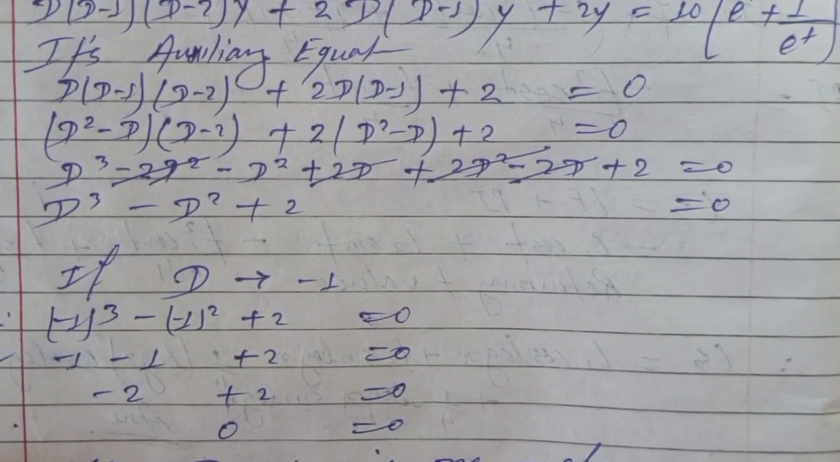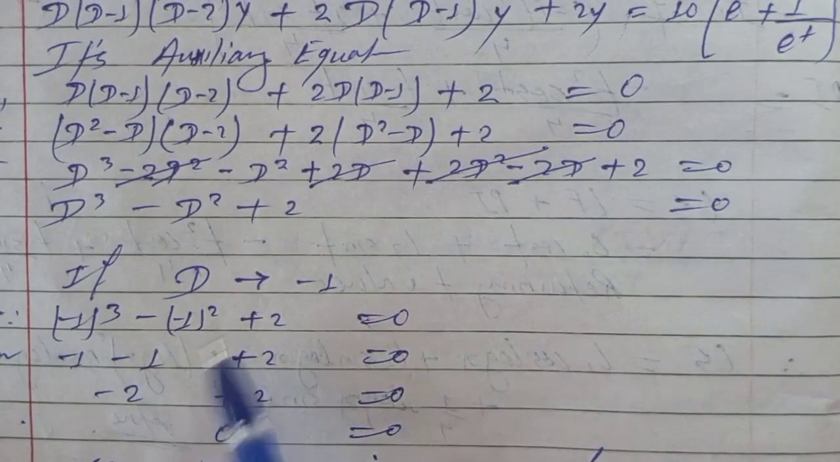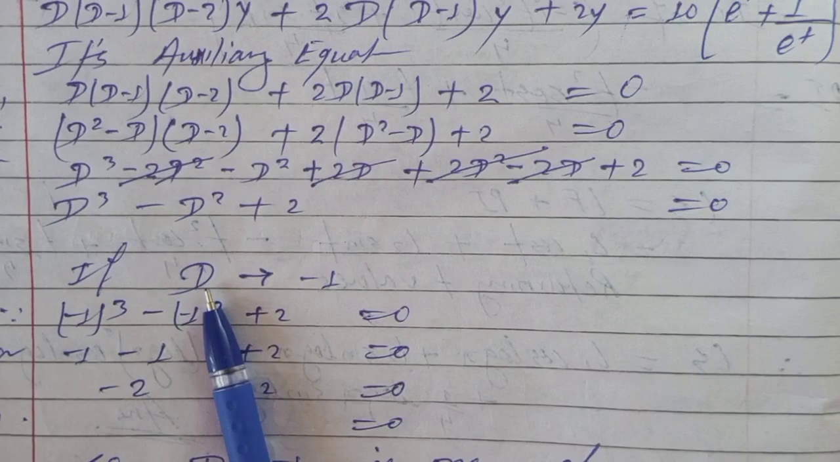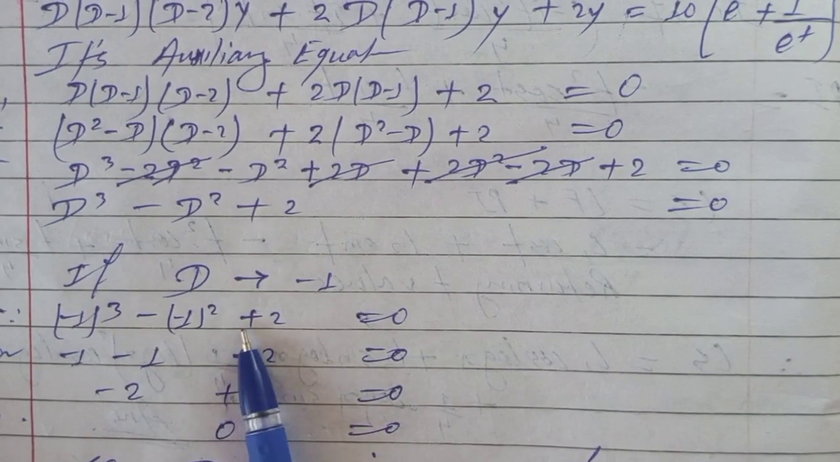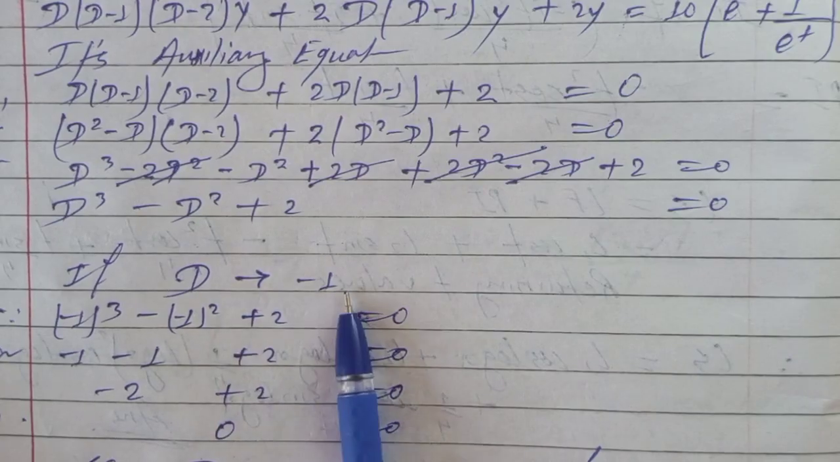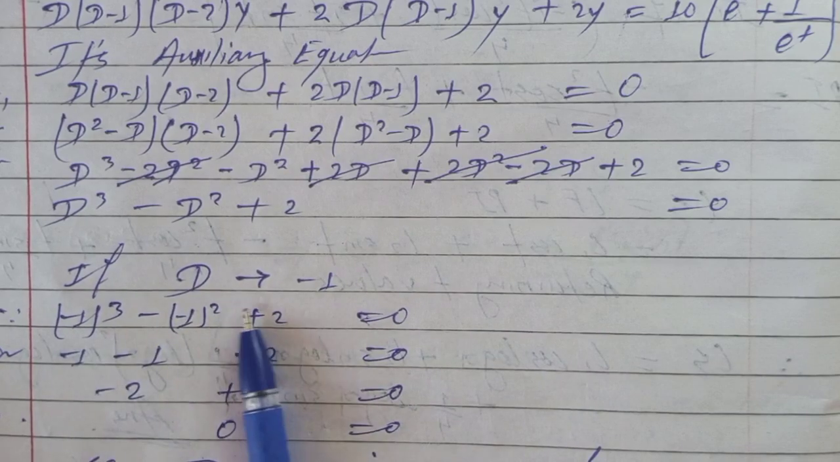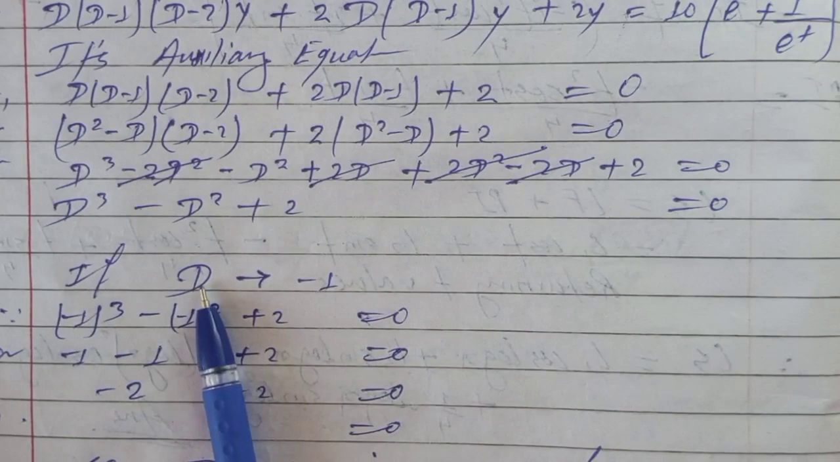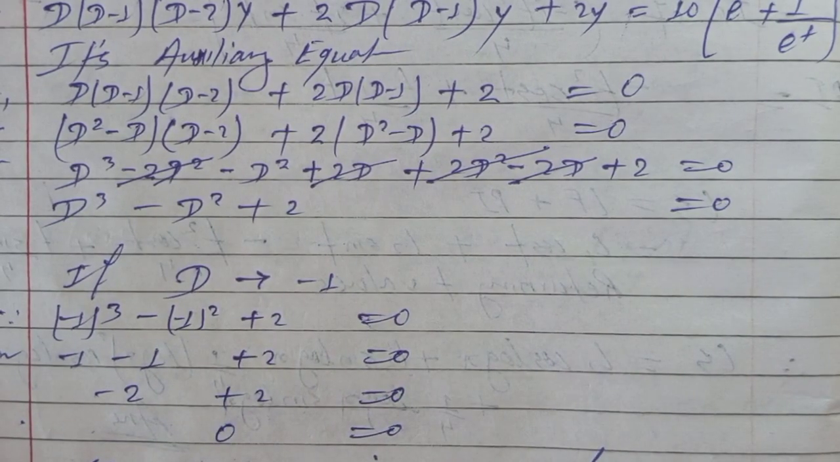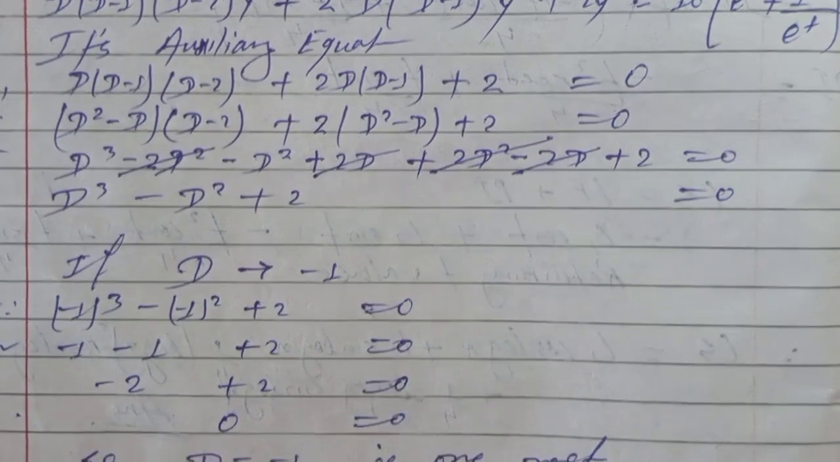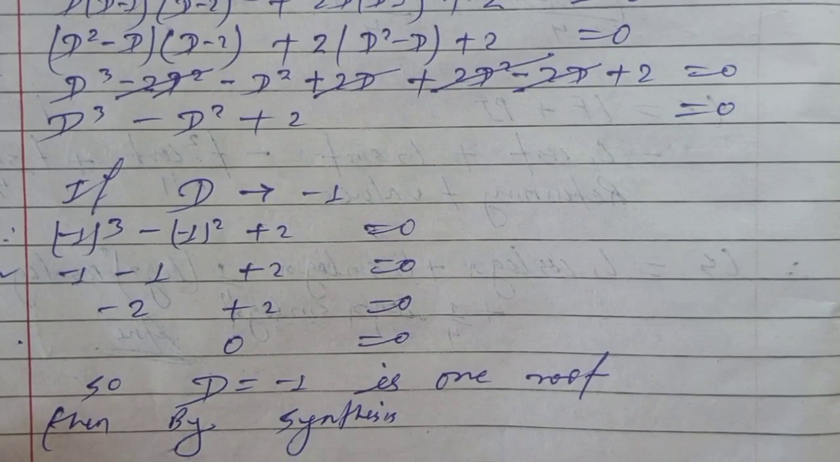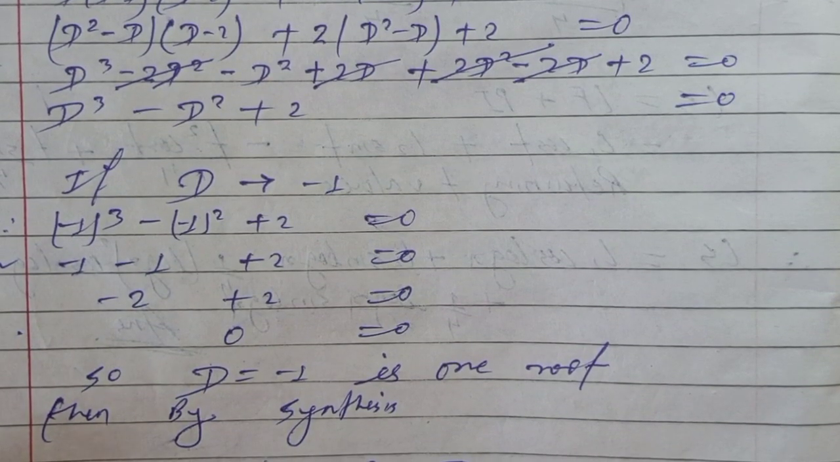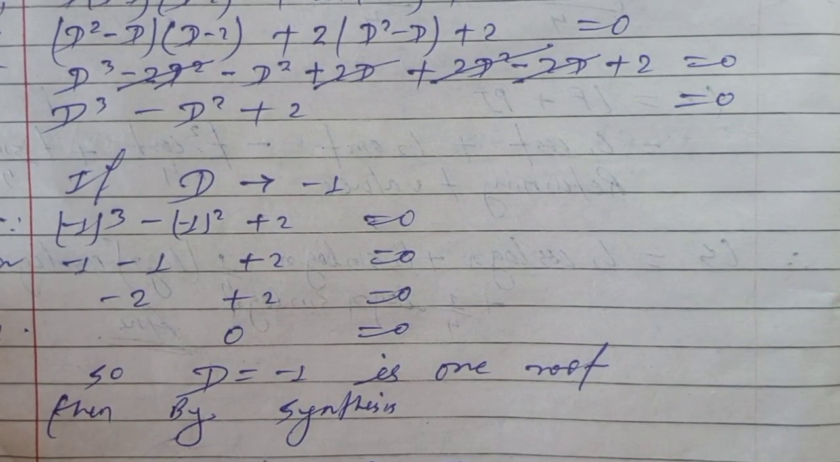Assumption method means first we have to do a trial solution. Trial solution means we should place some value of D so that it can satisfy the equation. Put minus 1 in the place of D so that this side is going to be 0 and the other side is also 0, means minus 1 is satisfying our equation. So minus 1 is one of the roots. So here D equal to minus 1 is one root.